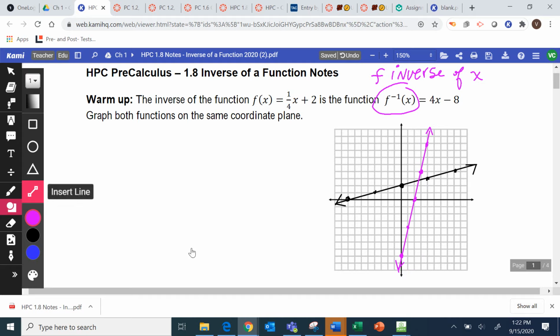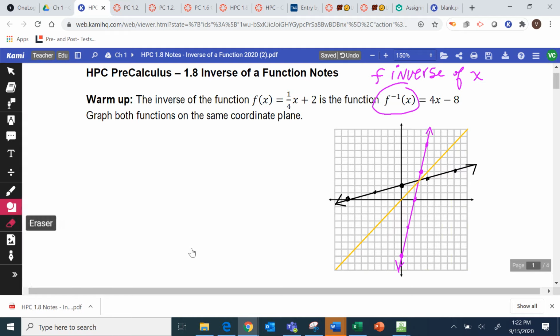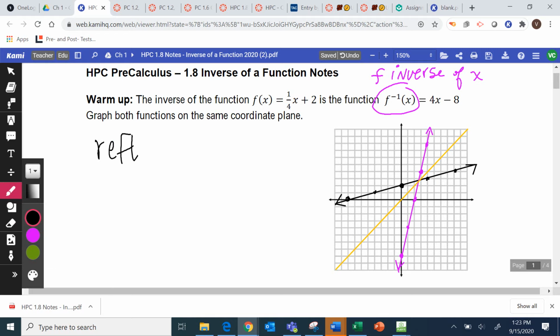Okay, so reviewing inverses from previous course. If they are inverses, they will be symmetric to each other. They will reflect in the y equals x line.